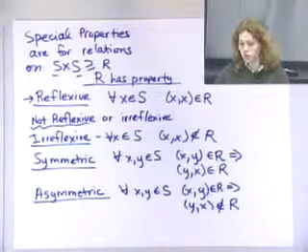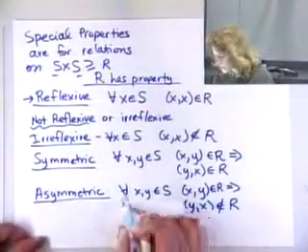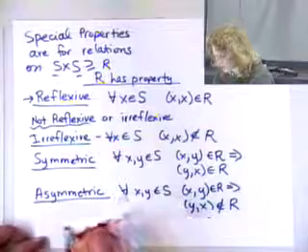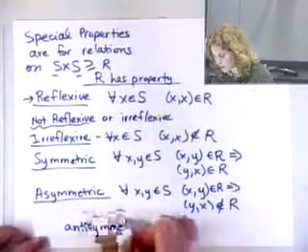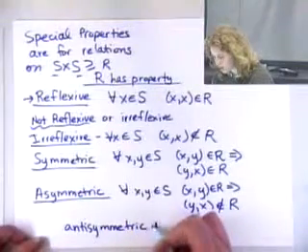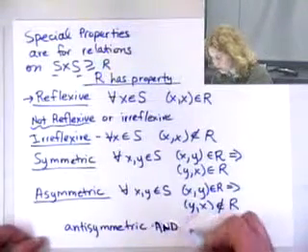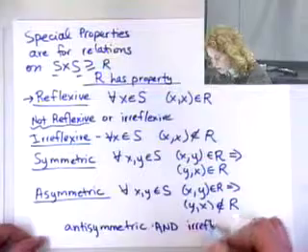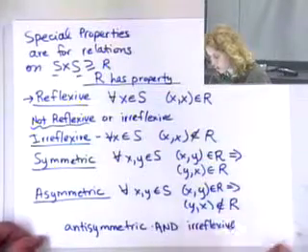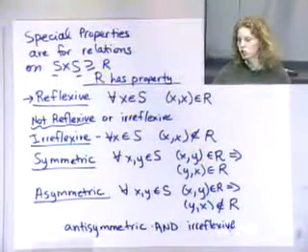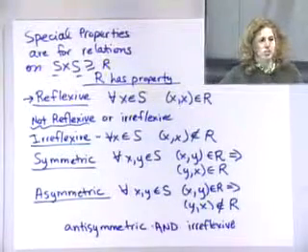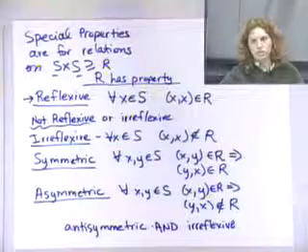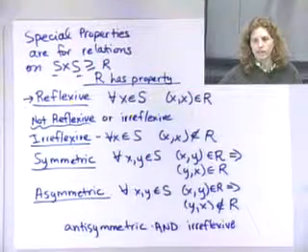So an asymmetric, that's one definition. The other definition is that it's antisymmetric, and we'll give you a definition of that in a second. So a relationship is asymmetric if it's both antisymmetric and irreflexive. So we're going to do antisymmetric in just a second.